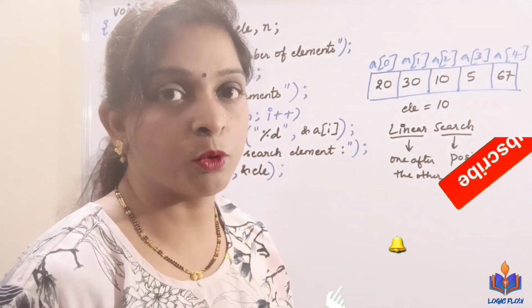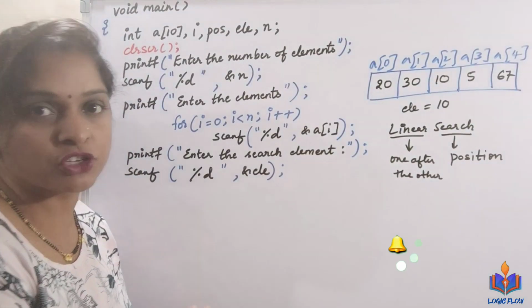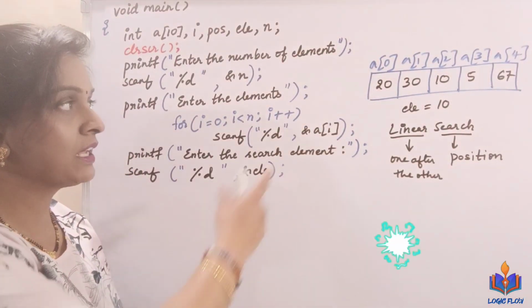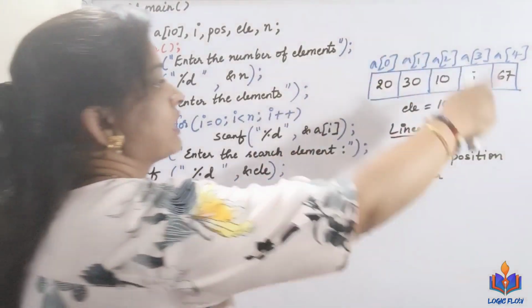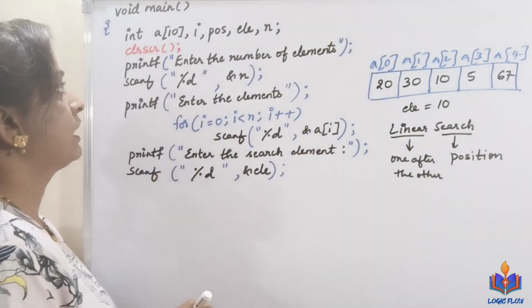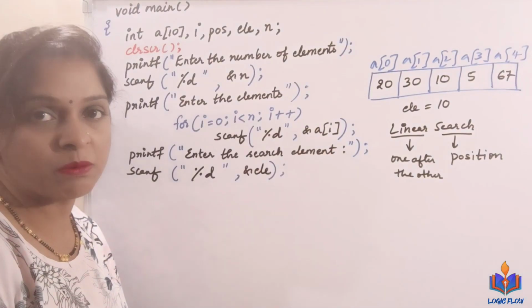So let us see the program here. Well, I have written half of the program. The remaining I am going to write afterwards. Here we need to have an array. So we have declared an array, say, of maximum size 10.